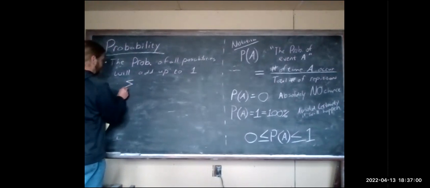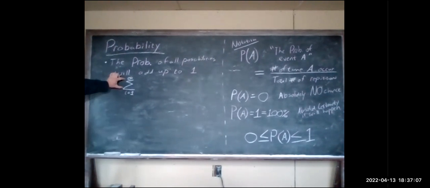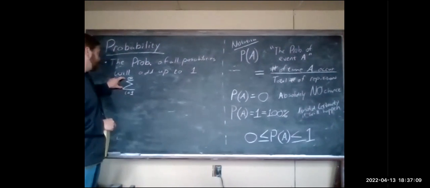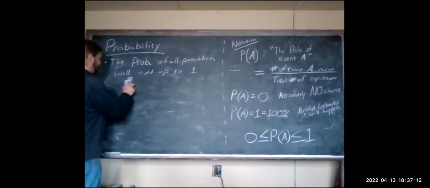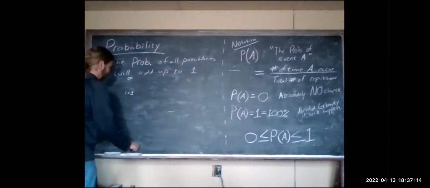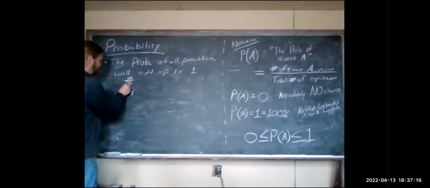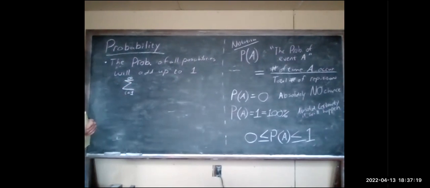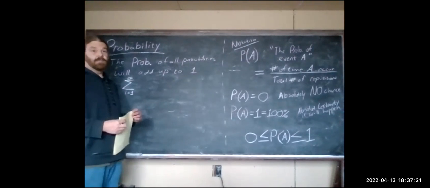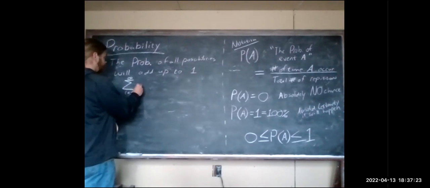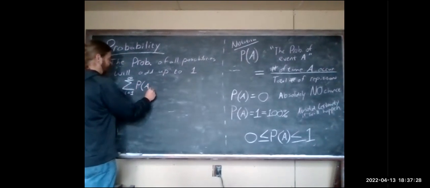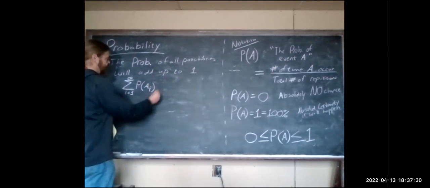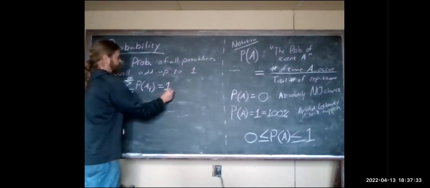Mathematically, that would look something like this. Everybody seen this symbol before? The Greek letter sigma. I guess I could draw it a little neater since I'm actually talking about the symbol. The Greek letter sigma, we usually use that for a sum if we're going to add a bunch of things together. So the sum of the probability of all of our events will add up to 1.